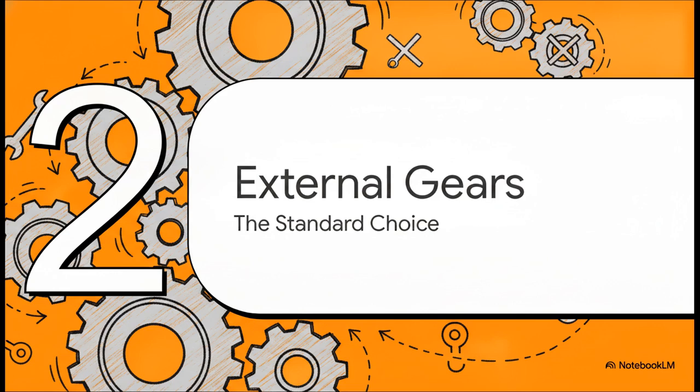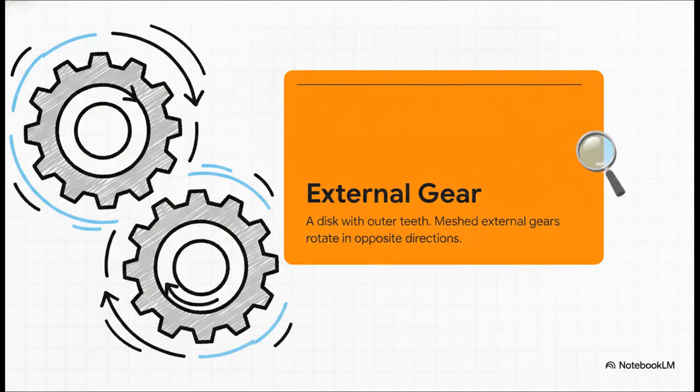Moving right along to Section 2, External Gears Explained. So an external gear is essentially a circular disc where all the teeth are cut right there on the outside surface. It's got a hole in the center for the shaft, sure, but the real action happens on the outer edge. And this brilliantly illustrates a core mechanical principle.